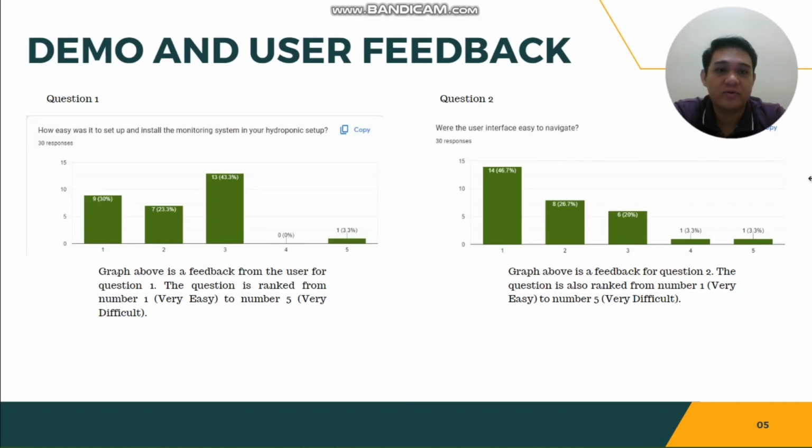This question is also ranked from number 1, very easy, to number 5, very difficult. The majority of the users say it's very easy, which is number 1, and only 1 user says it's very difficult.